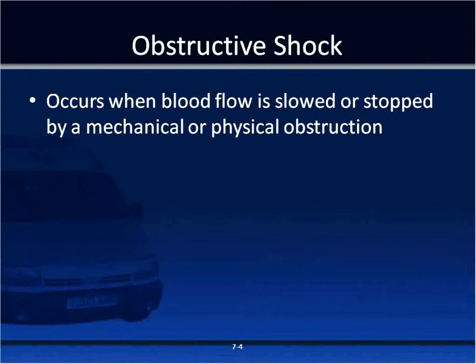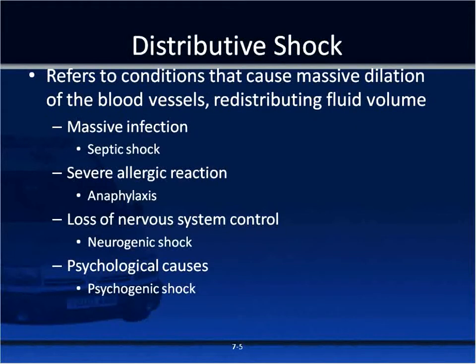Next we have distributive shock. Distributive shock refers to conditions that cause massive dilation of the blood vessels, redistributing the fluid volume within the circulatory system. This type of shock may occur because of massive infection, which is where we get septic shock, severe allergic reaction, which is anaphylaxis, a loss of nervous system control because of neurogenic shock, or psychological causes, such as psychogenic shock.